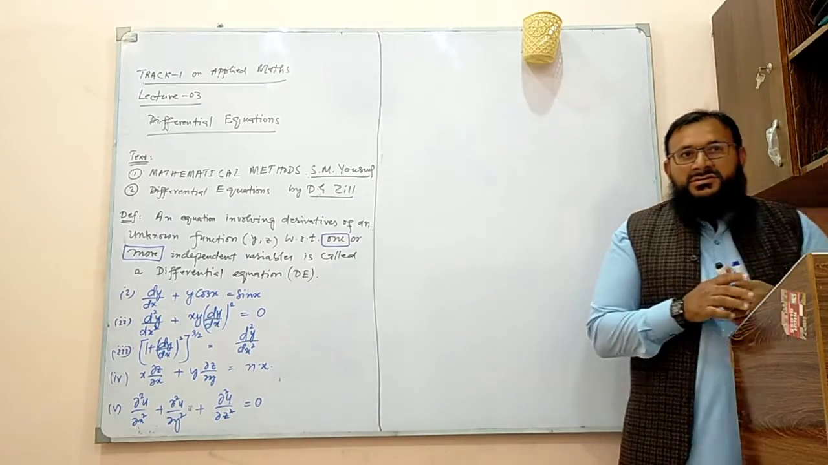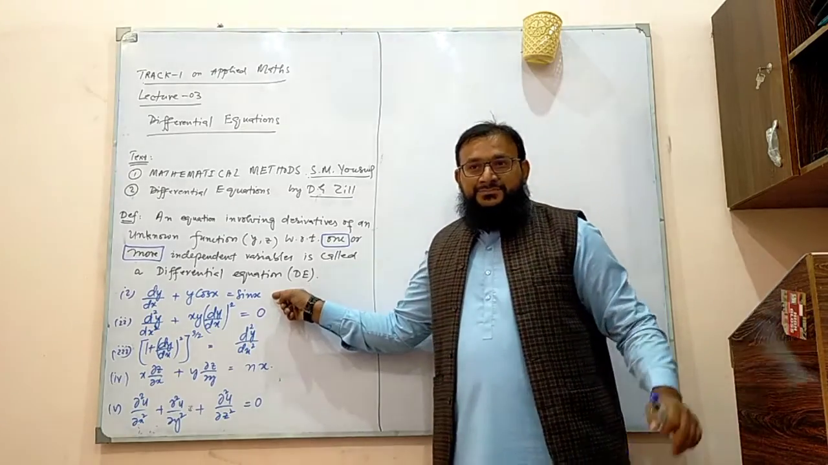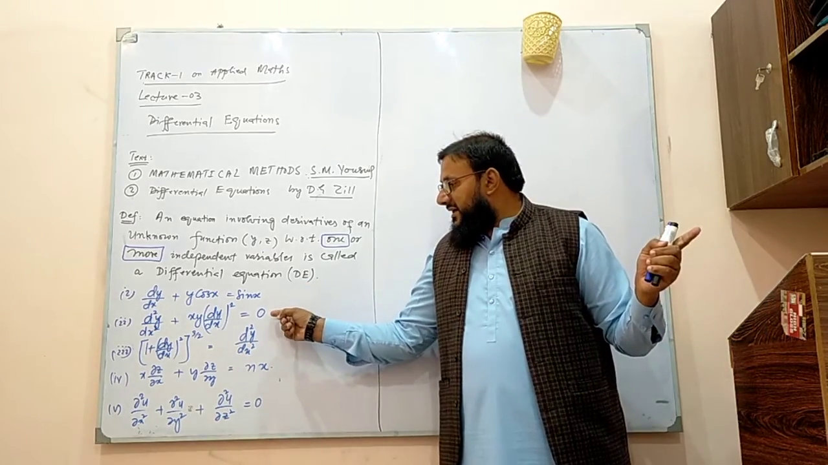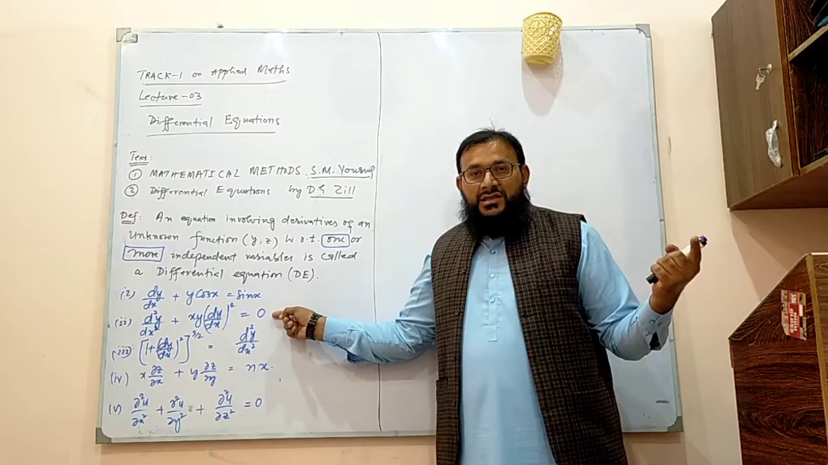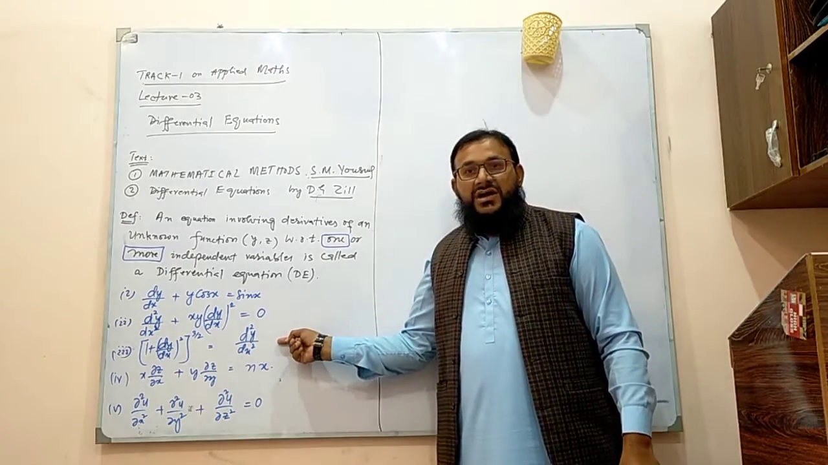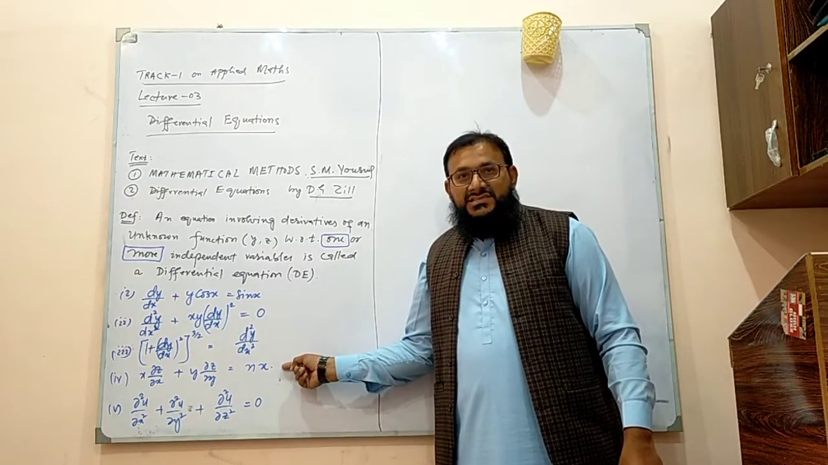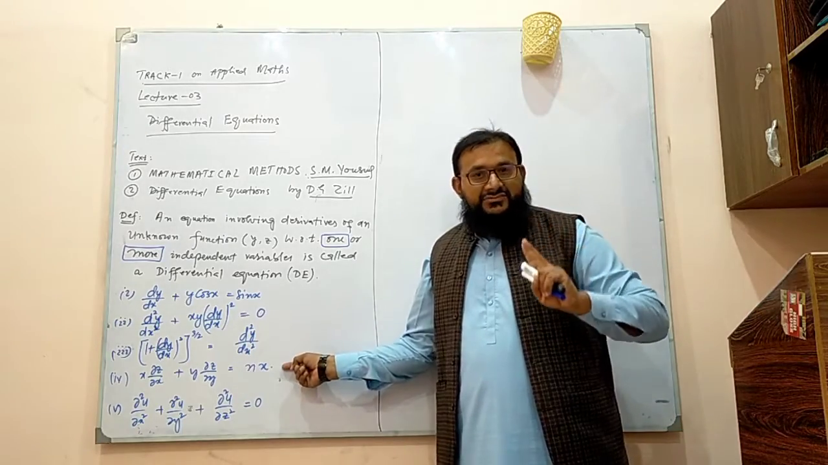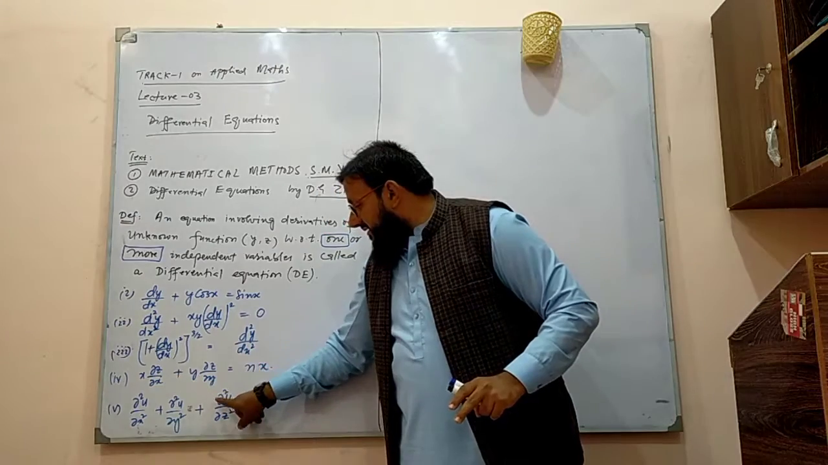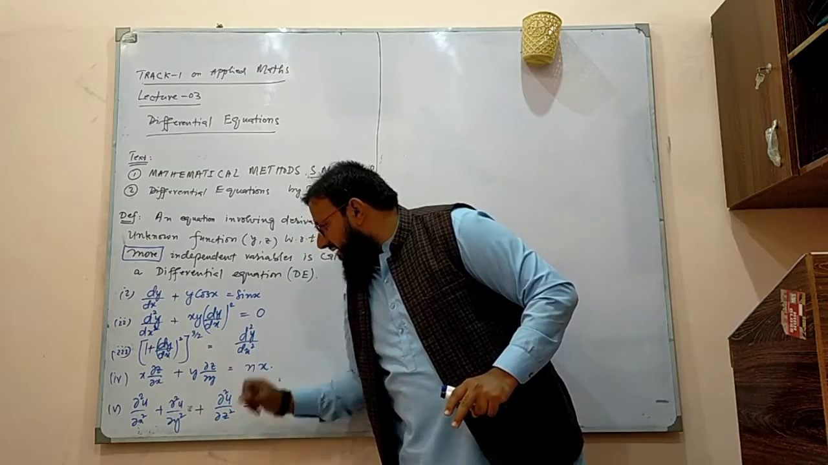Now you have to just understand one thing: what is the unknown function here? Y. How many independent variables? One, that is x. The unknown function is y, the independent variable is x. In the next, the unknown function is z, and the independent variables are x and y. Here the unknown function is u, and the independent variables are x, y, and z.